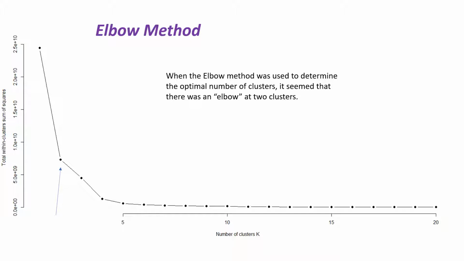The decline is also lesser when we proceed from 3 clusters to 4 clusters. And the decline is almost stagnant when we go from 5 clusters and above. And there's an obvious elbow at 2 clusters. This is where we see a significant decline in the total within cluster sum of squares.